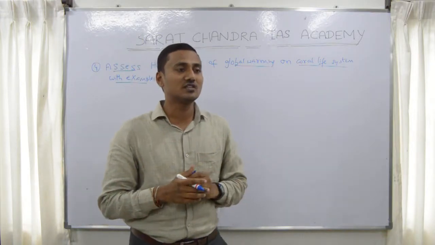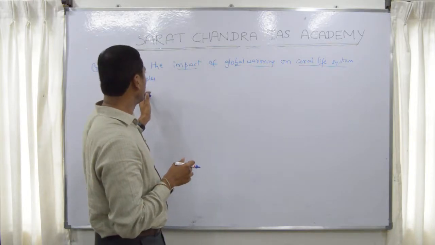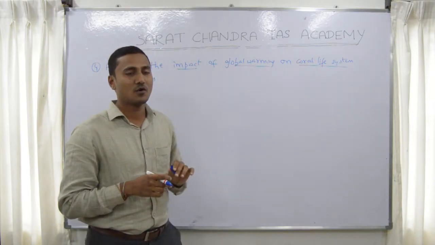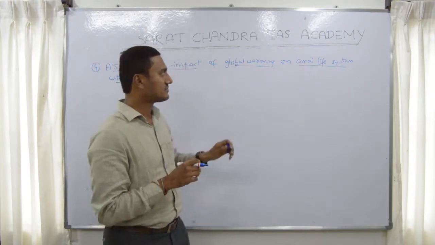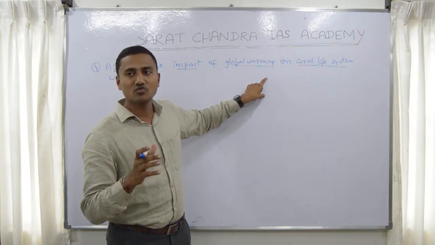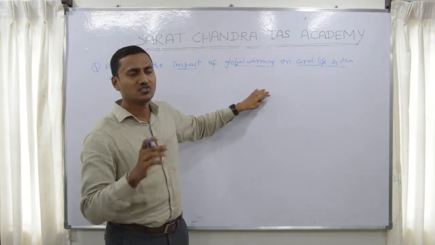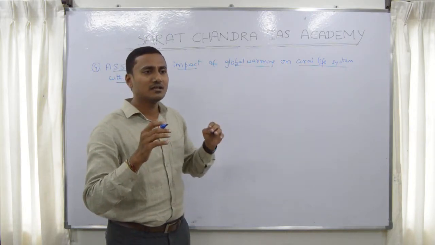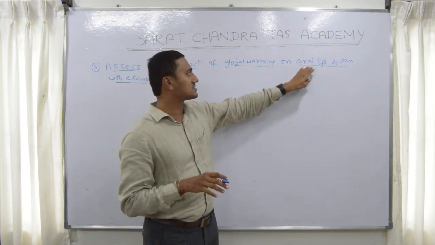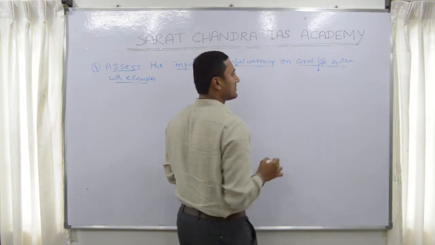As this question is for 10 marks, definitely there will be 2 to 3 marks for examples and 4 to 5 marks for the impacts and assessing them. Okay? Now let us come to this one. In the introduction, as I told you previously, for 10 marks questions your introduction should be short, maybe 3 to 4 lines. So in the introduction, you can show the evaluator that you know about the coral life system and global warming.